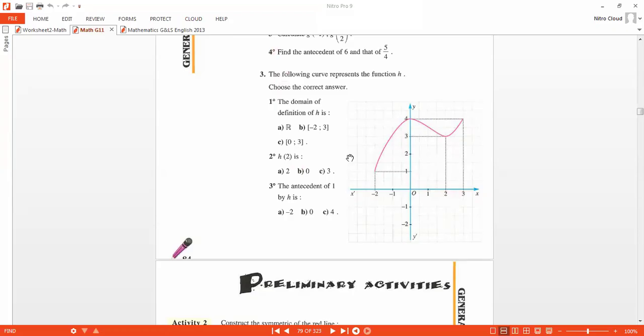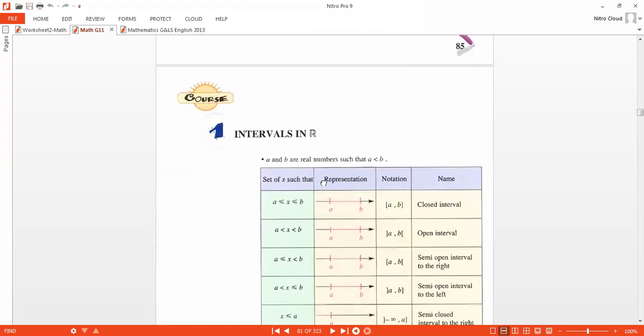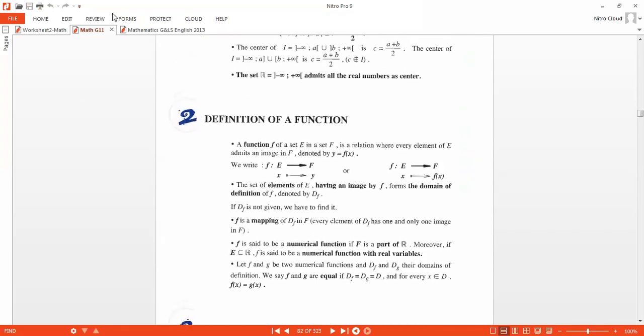Now, what if I don't have the curve and I need to find the domain of definition? Okay, you have to know that in domain of definition, we have three cases. I'm going to write them. So to talk about domain of definitions, we have three types of functions. The first type is the polynomial functions.